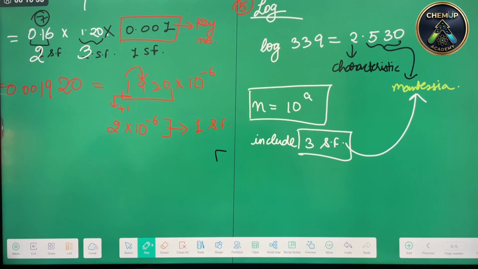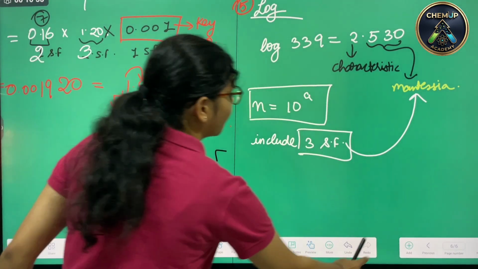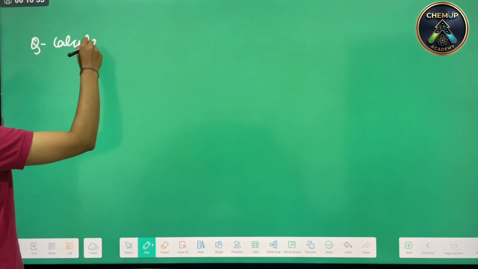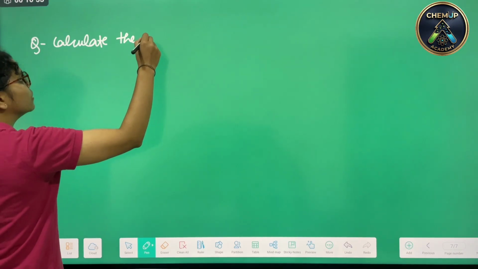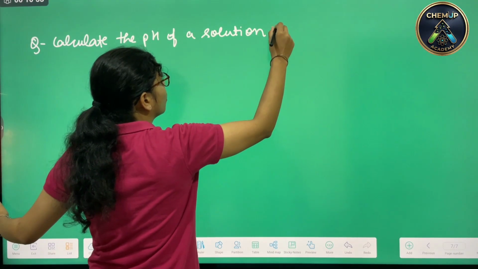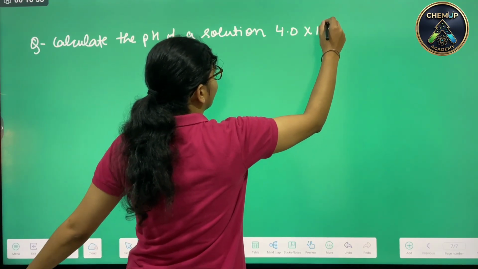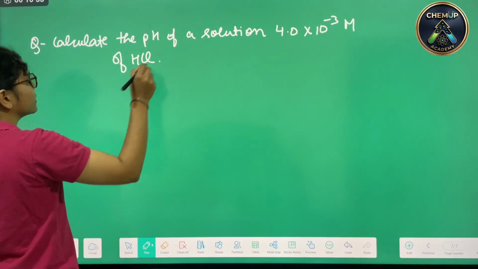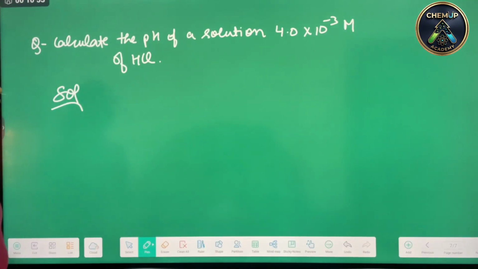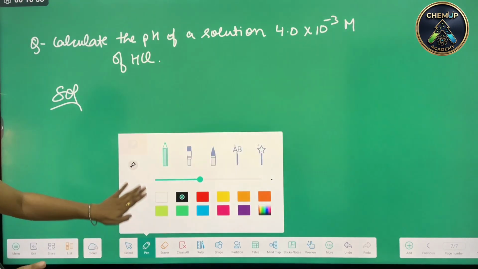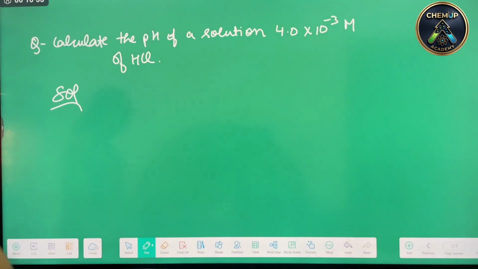The question is: calculate the pH of a solution of 4.0 × 10^-3 M HCl. This is a simple question from a standard book itself. So the question is very clear. Let's start solving it.